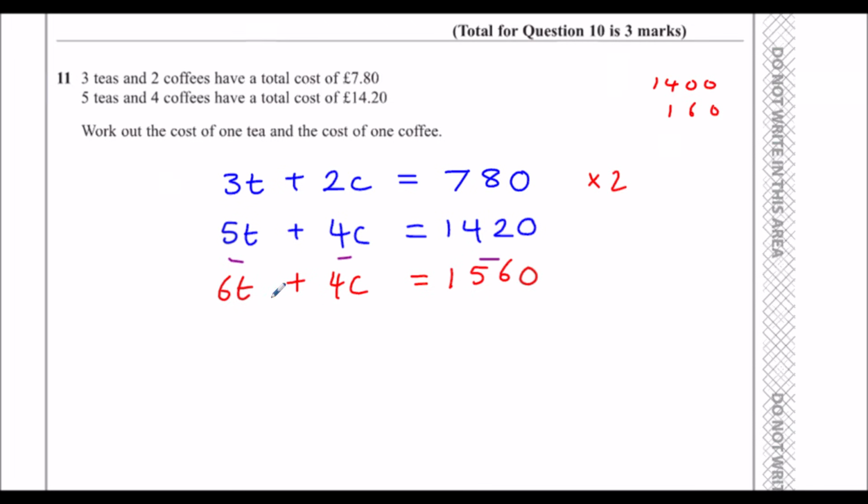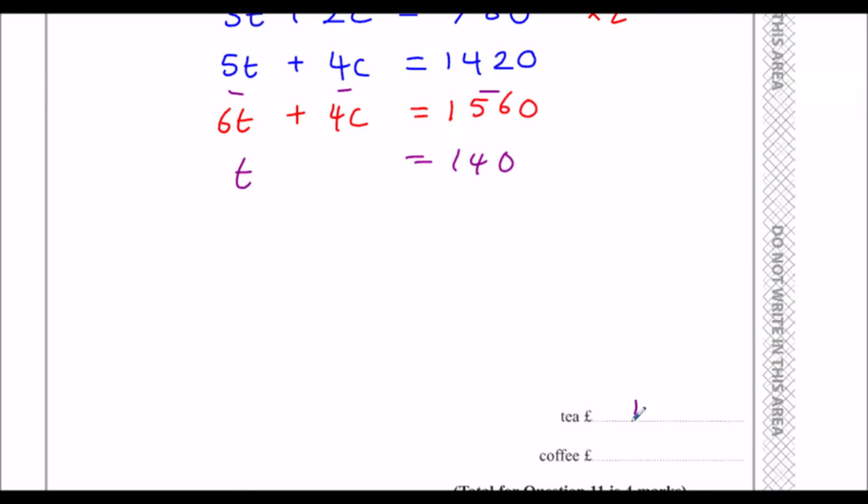So I'm going to take these away now. I'm going to do the red one take away the blue one. So 6 T's take away 5 T's is 1 T. 4 C's take away 4 C's is nothing. And 1,560 take away 1,420 is 140. So a T is 140, or £1.40. I'll write that in the answer. T is £1.40.